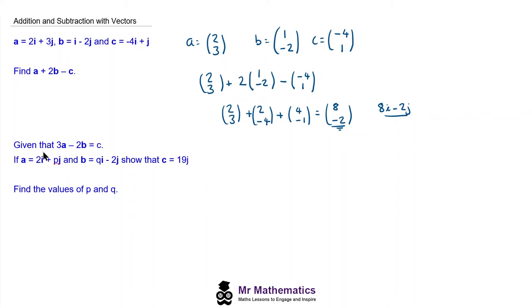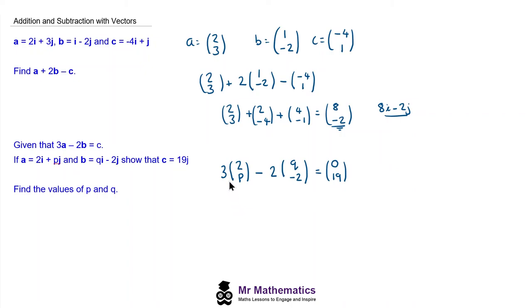Okay, so finally, we've been given that 3A minus 2B equals C. If A is 2i plus pj, and B equals qi minus 2j, we've been asked to show that C is equal to 19j. So again, I'm going to write A and B in column vector form. So we have 3 lots of A, and A is 2 in the i and p in the j direction, minus 2 lots of B, which is q in the i direction and minus 2 in the j direction, and this is equal to C, which is none in the i direction and 19 in the j direction.